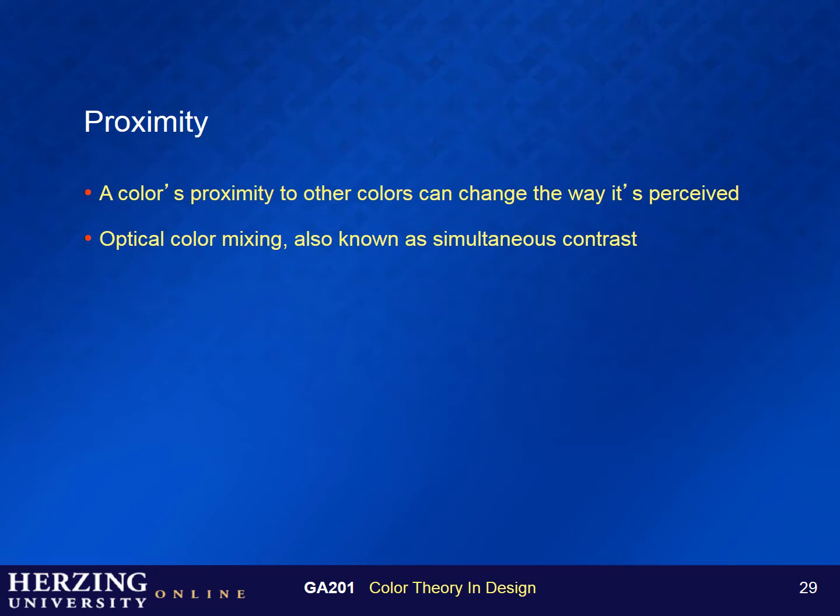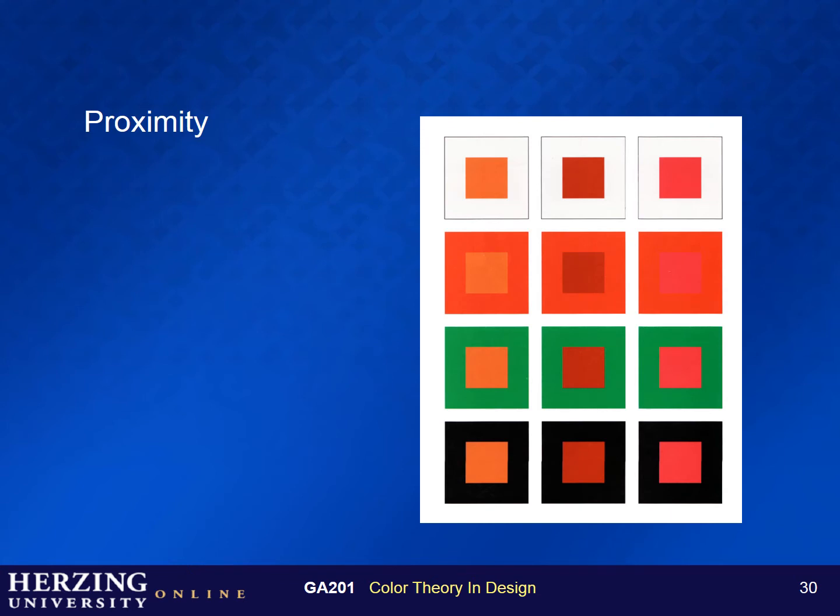Optical color mixing, also known as simultaneous contrast, is another facet of color contextualization. This phenomenon is a perception that results from the combination of adjacent colors. The human brain mixes colors that are next to each other and may perceive colors that are not really present. Observe this in the following image. Each column in this image contains the same hue placed on different backgrounds. Notice how differently they appear.